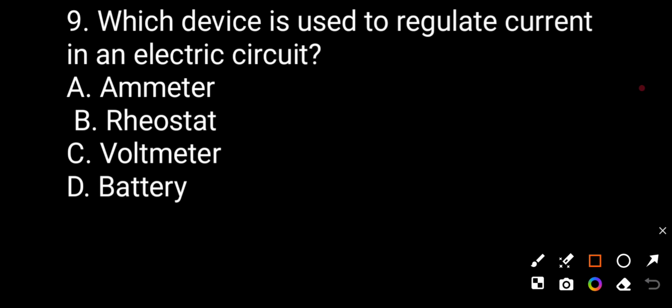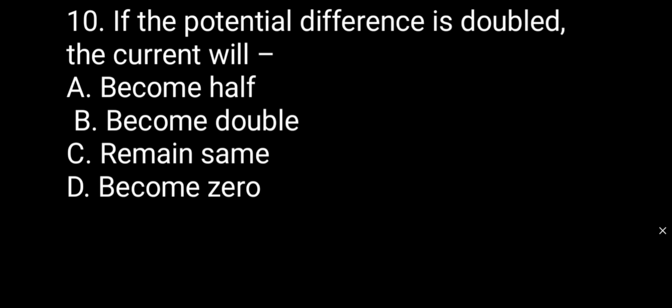Which device is used to regulate the current in the electric circuit? Option A ammeter, option B rheostat, option C voltmeter, option D battery. So the answer will be rheostat. Rheostat is the device which controls the flow of the current.